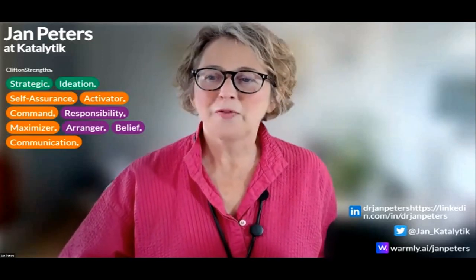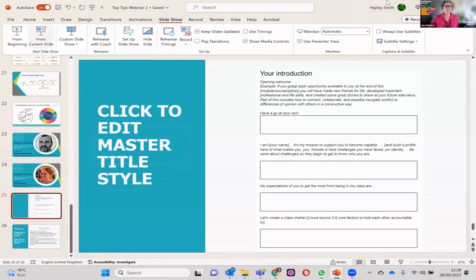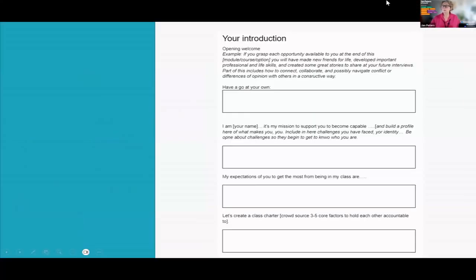What I've now got for you, I've reposted the worksheet, which is in the chat. It's a Google Doc which you can click on, and there's quite a few people that have gone in there already. And it's one of the things that for me I think is really important, about how you do that welcome at the beginning of term, how you set out who you are.